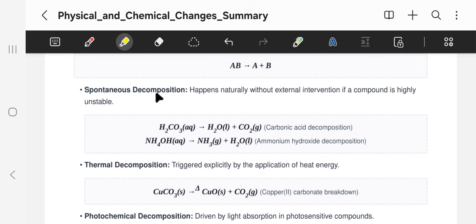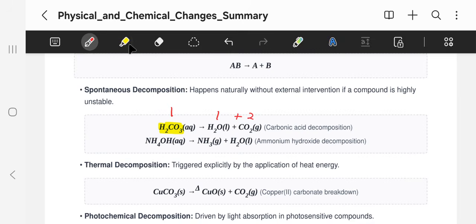The first one is spontaneous decomposition. This one happens naturally without external intervention if a compound is highly unstable. Spontaneous means that you don't need to be pushed, so it doesn't need to be pushed for it to happen. But look at the situation here. See, here we have a complex compound, and then it breaks down into two compounds. Check what's happening. On the left I have one, but now when I go to the right I have 1 and 2. I have two compounds, and they were all formed from one compound. That's what a decomposition reaction is.